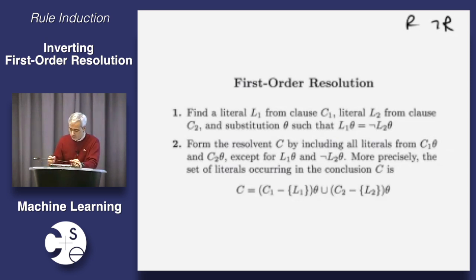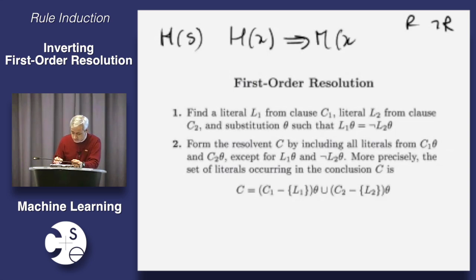Now we have something more like, human of Socrates. And on the other hand, we have something like, a human of X implies mortal of X. By the way, I omitted the universal quantifier here because that's what people do in Prolog. But this just means that all humans are mortal.